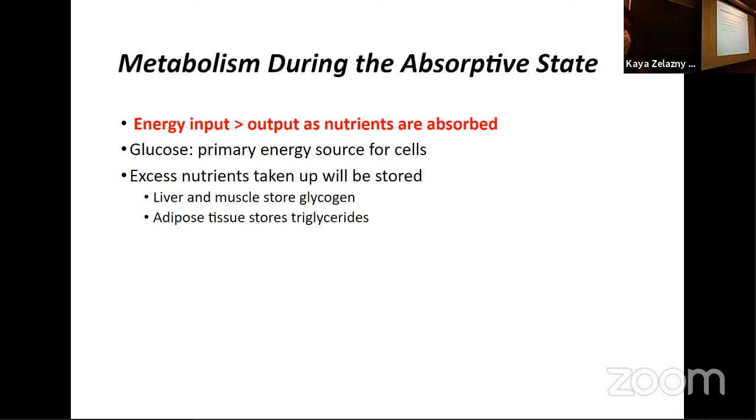And our adipose tissue, so our fat, is going to be storing other types of particles. We don't just eat pure sugar all the time. We're going to be eating some lipids, some amino acids. We have fats and proteins. So we're going to have our adipose tissue storing triglycerides. That's the form we really store our fats in.